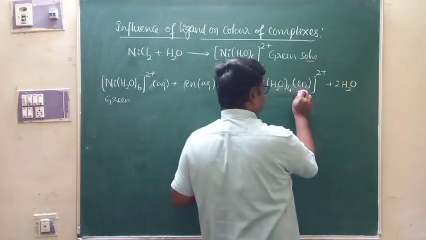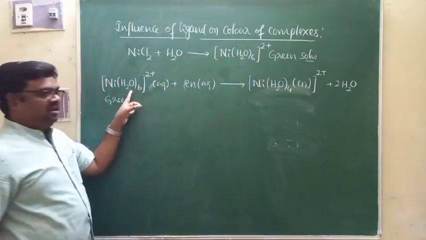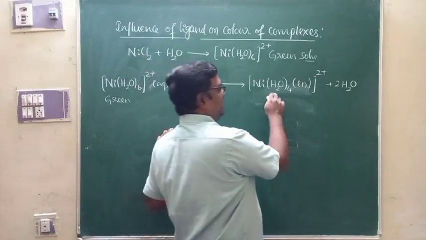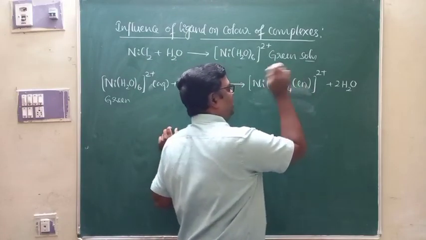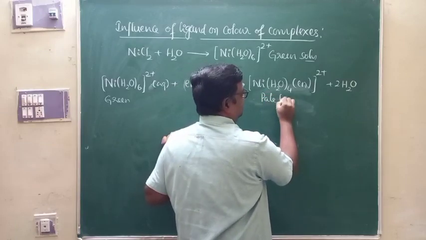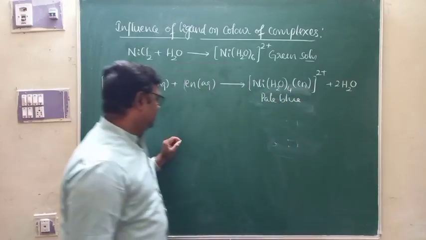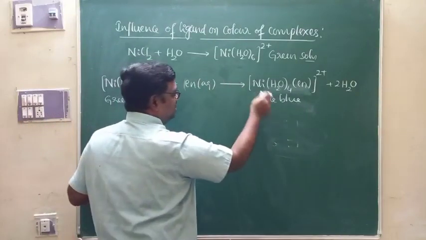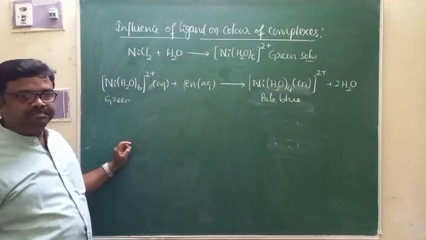You are going to get this complex, hexa-aquo nickel 2 ion, is it not? And this is tetra-aquo ethane 1,2-diamine nickel 2 ion. And of course, this is a pale blue colored solution. Look at this change in the color. Green colored solution is changed to pale blue colored solution, is it not?